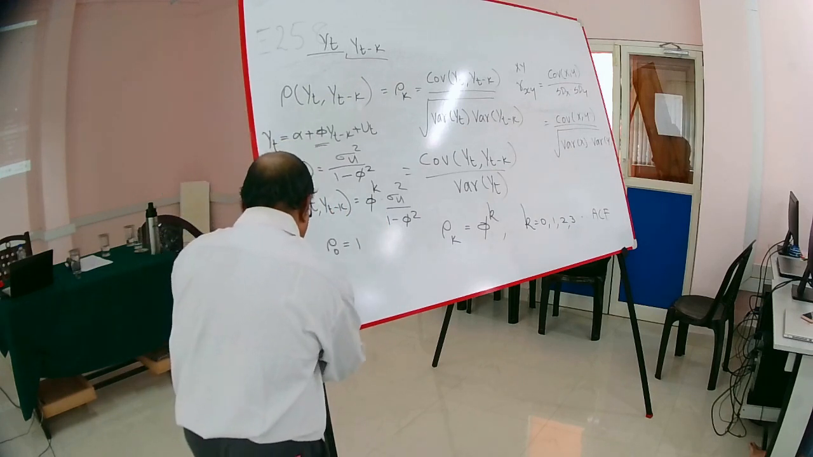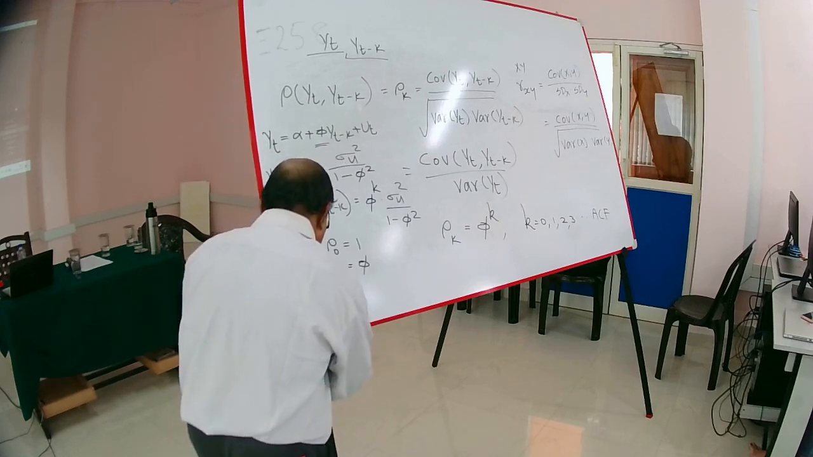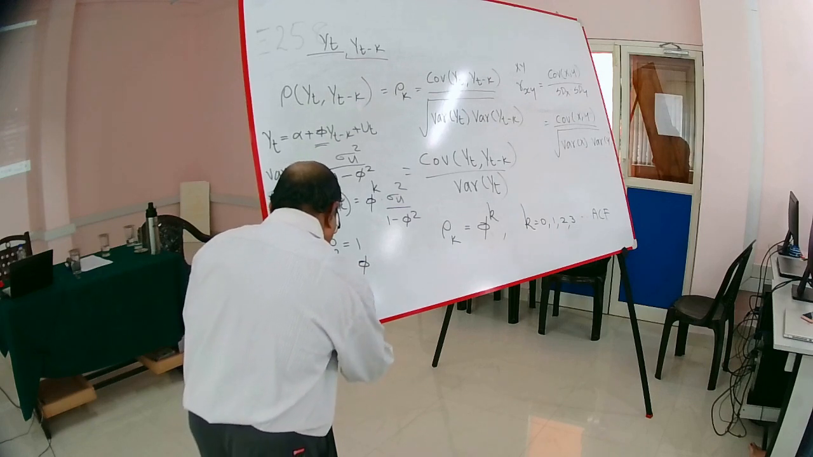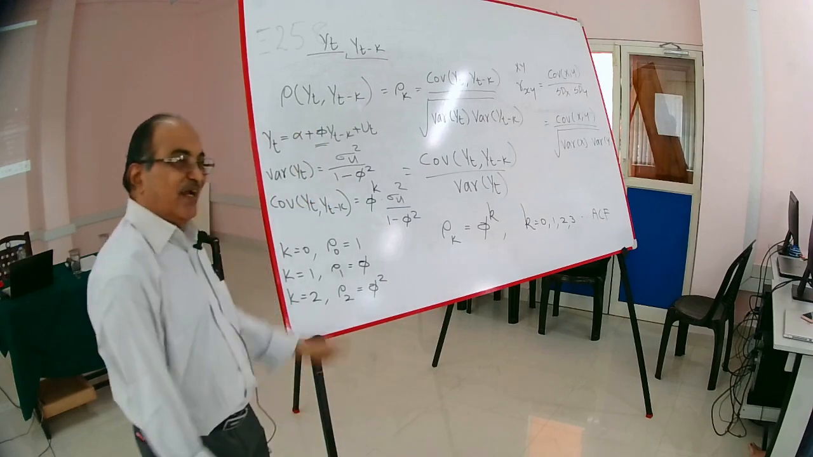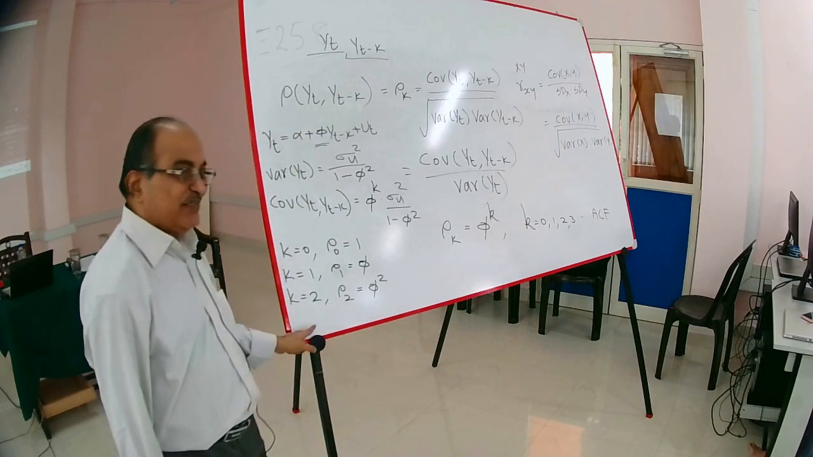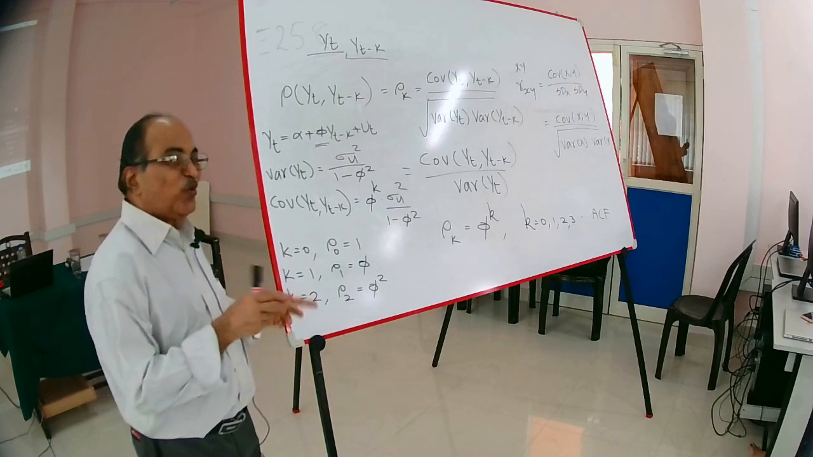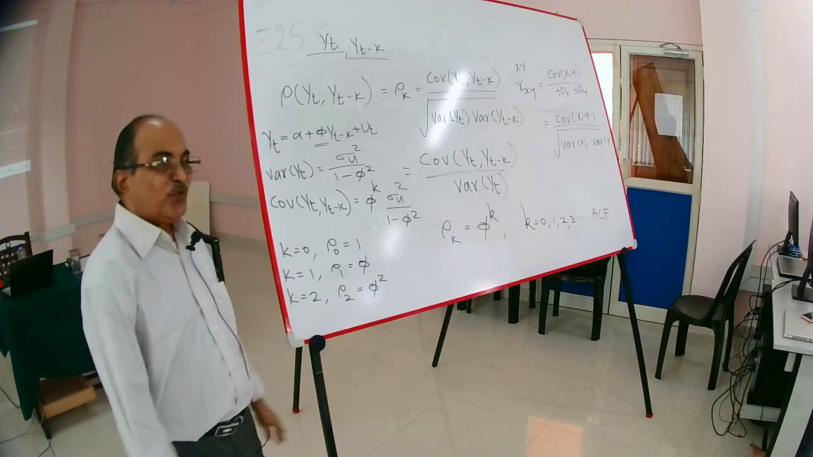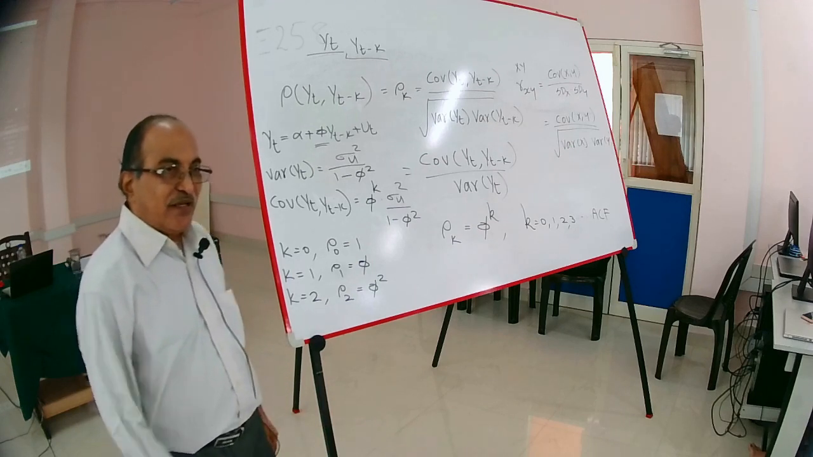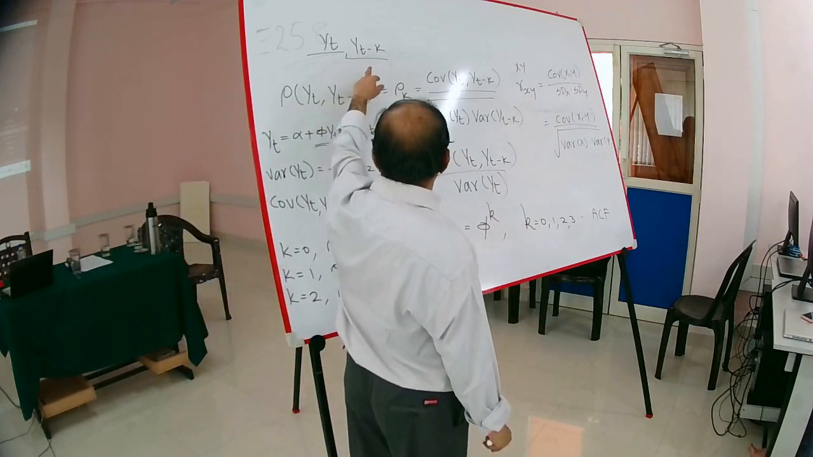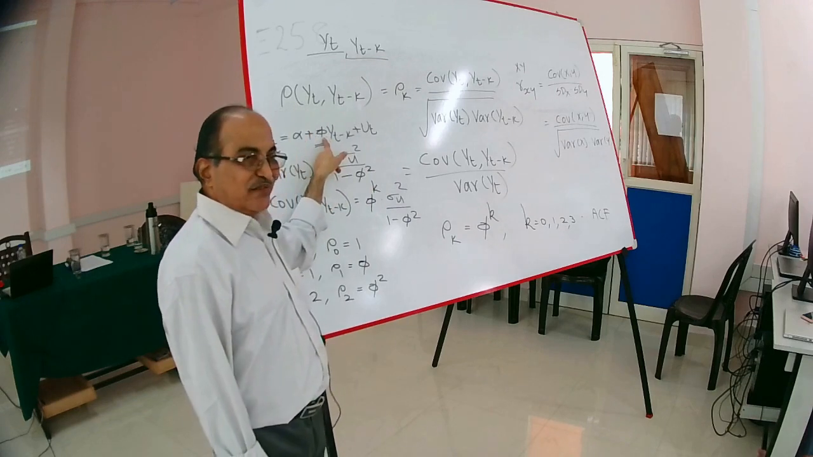If k equals 1, rho 1 is equal to phi. K equals 2, rho 2 is equal to phi square. Right? And so on. For every lag, we will get an autocorrelation. And that is why this is called the autocorrelation function, function of the lag. Got it?